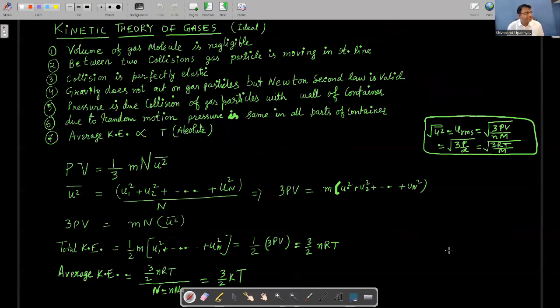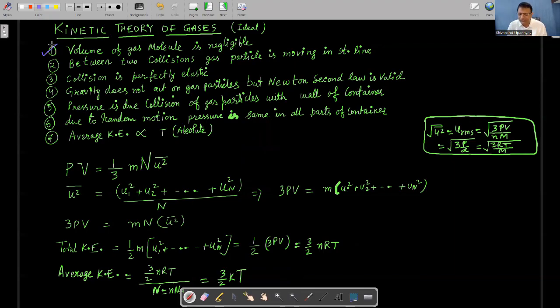Kinetic theory of ideal gas. This is also important in physics, right? So there are certain points. I have written all the points in short, so let us go through the points one by one. The first point is volume of ideal gas is negligible with respect to volume of container.